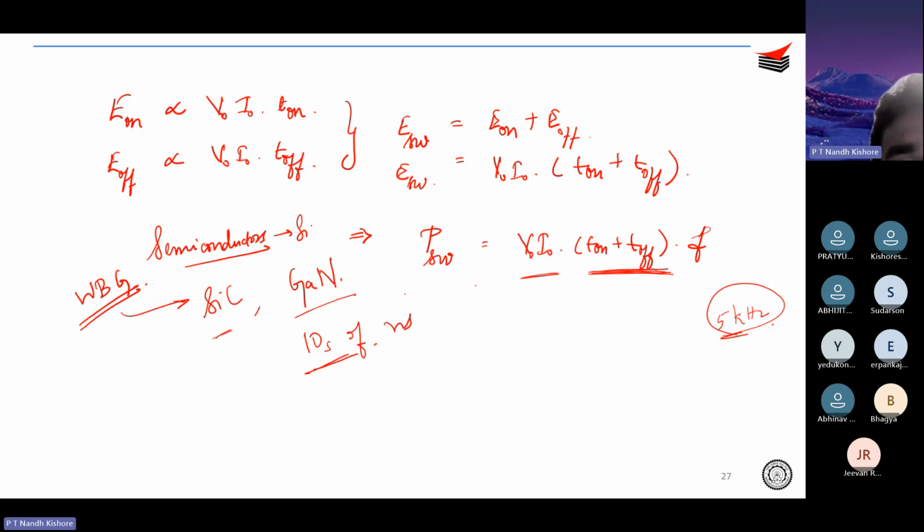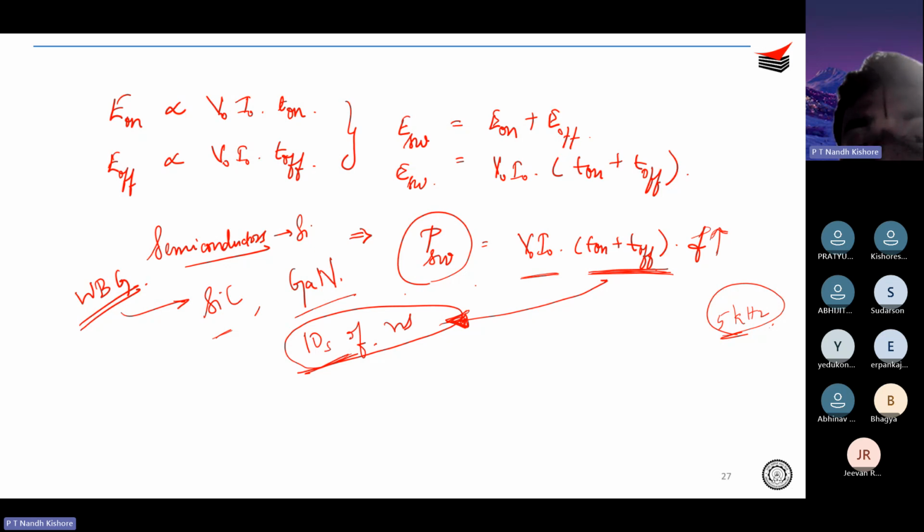So the idea is the T on and T off is very small, of the order of nanoseconds, which means that I can increase my F so that I can also maintain the switching losses within a particular value, right? At the same time, I'm switching the devices very fast. Your frequency is really high. The good thing with these devices is your T on and T off are also very, very low compared to silicon devices.